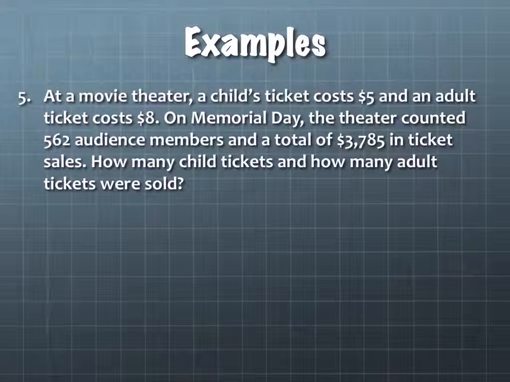Real life examples of systems of equations are very, very prevalent. So here's an example of one for a movie theater. At a movie theater, a child's ticket costs $5 and an adult ticket costs $8. On Memorial Day, the theater counted 562 audience members, and they made a total of $3,785 in ticket sales. How many child tickets and how many adult tickets were sold?